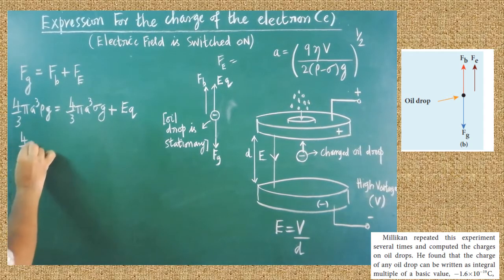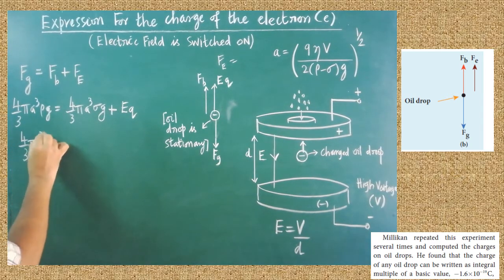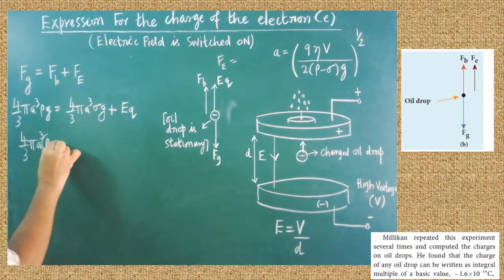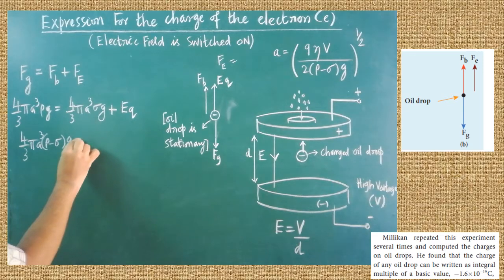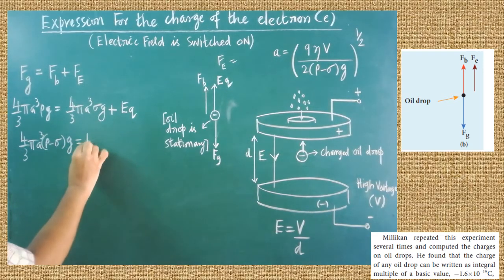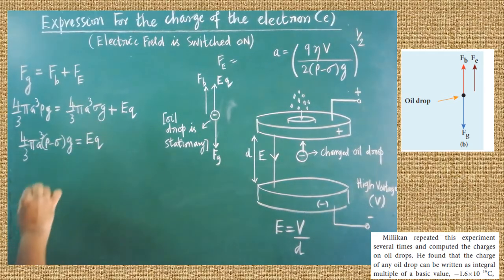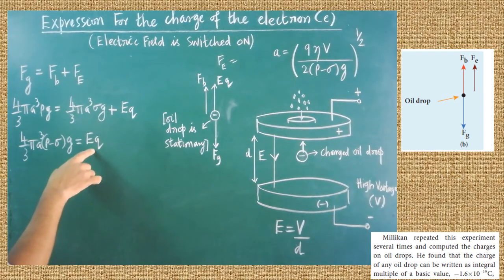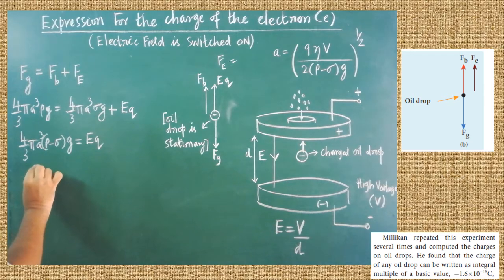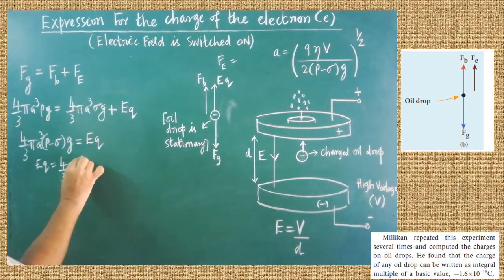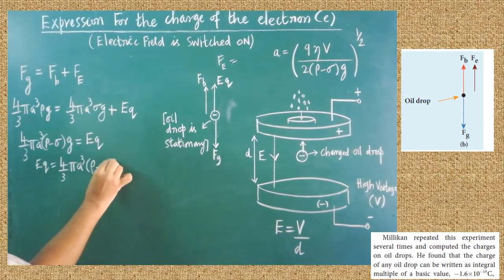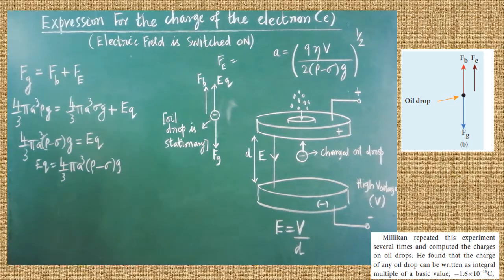4 pi by 3, pi a cube, (rho minus sigma) g. In that format this one could be written, and then what is the remaining factor? EQ is the remaining factor. Here what is required? Q is required, so this Q should be separated. EQ is equal to 4 pi by 3, pi a cube, (rho minus sigma) g. In that format we can write.